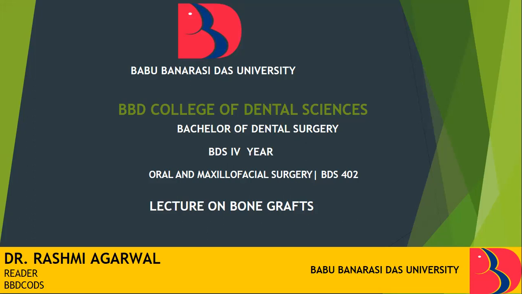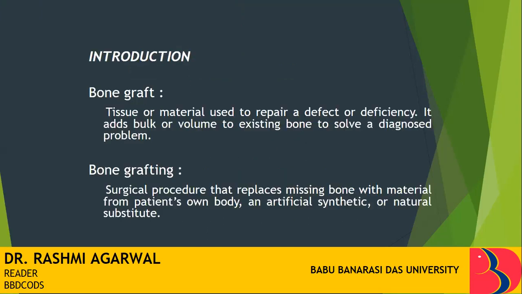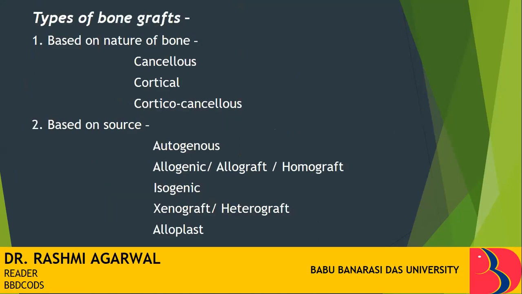Hello everyone. Today my lecture is on bone grafts. Bone graft: tissue or material used to repair a defect or deficiency is called a bone graft. It adds bulk or volume to the existing bone to solve a diagnosed problem. Bone grafting is a surgical procedure that replaces the missing bone with material from the patient's own body. An artificial, synthetic or natural bone substitute is also known as a bone graft.